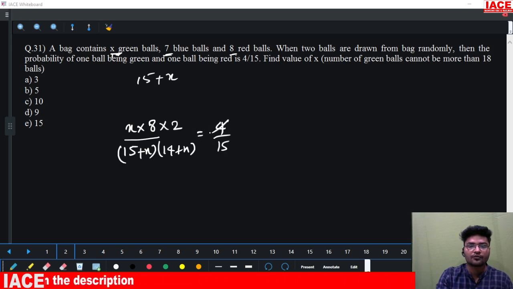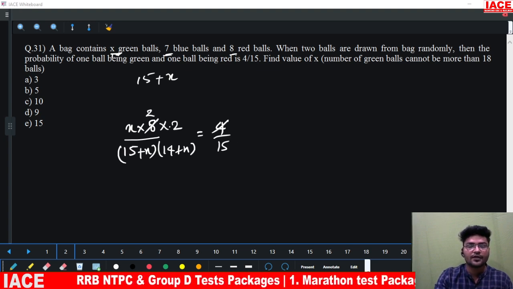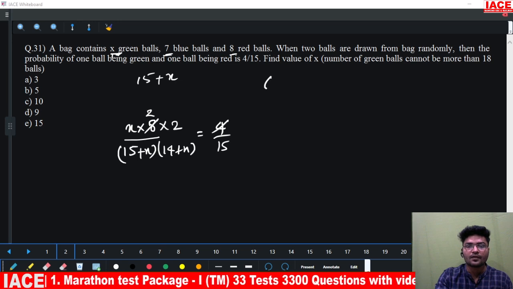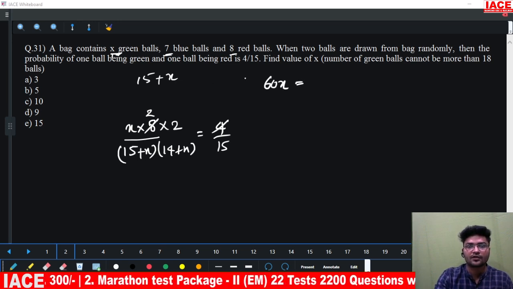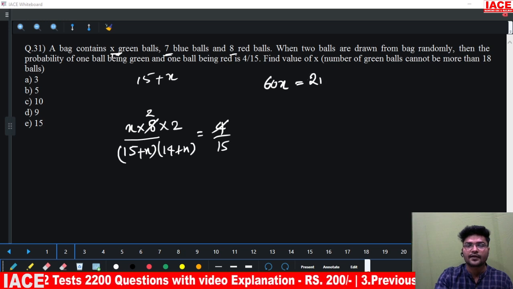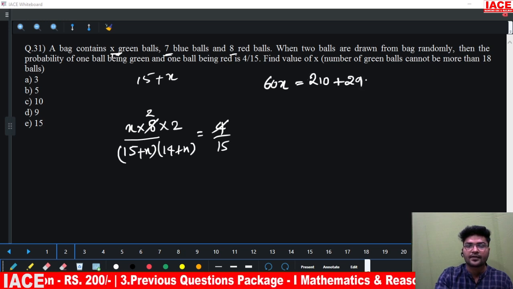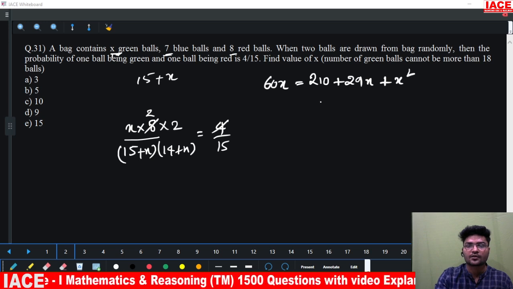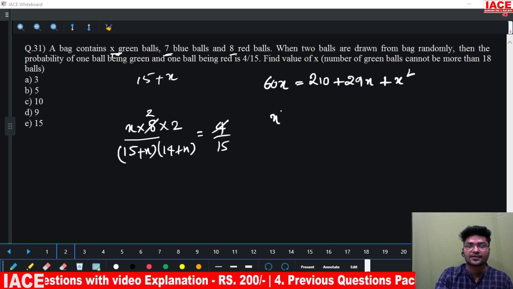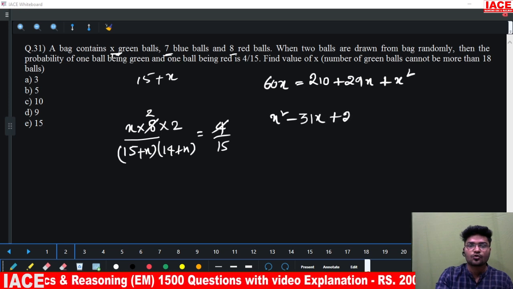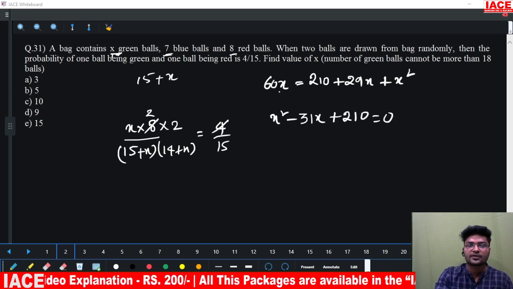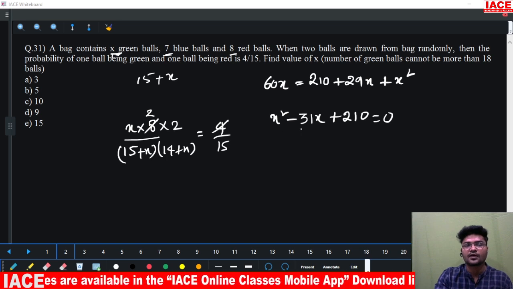4 ones and 4 twos. So if I multiply 15 into 4, we get 60X. 60X will be equal to, on multiplying these two, what do we get? 210 plus 29X plus X square. On resolving, what do we get? X square minus 31X plus 210 equals 0. 60X goes to the other side and becomes minus 31X.